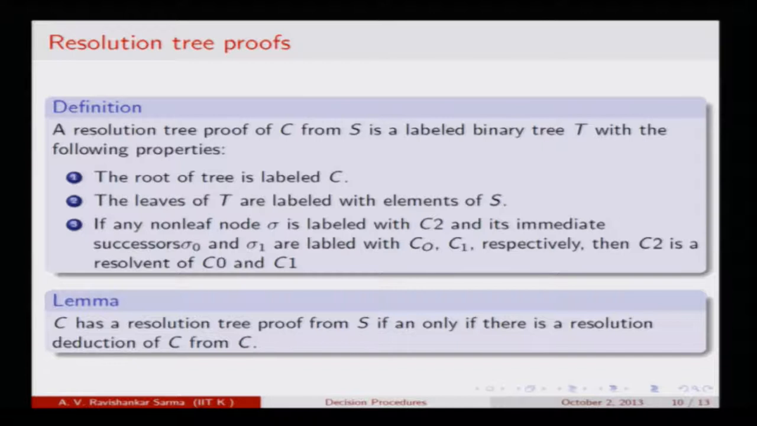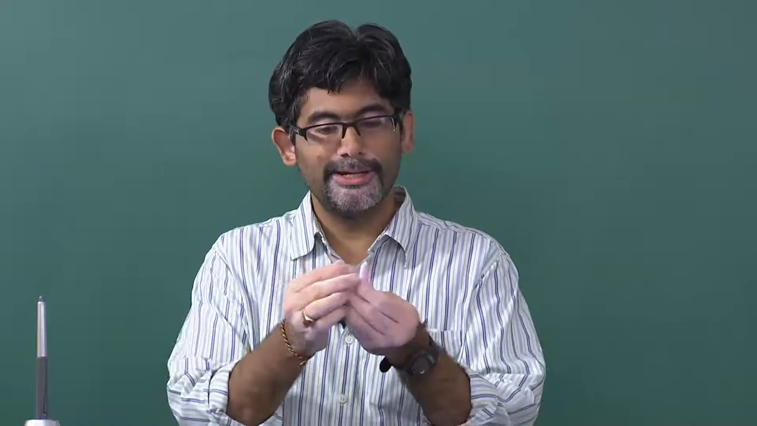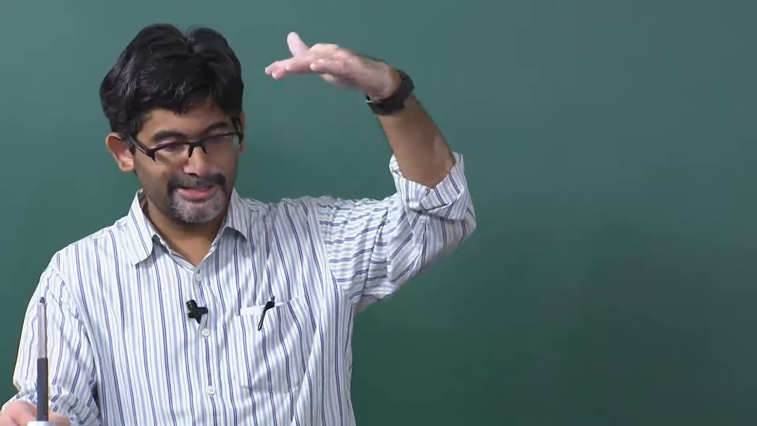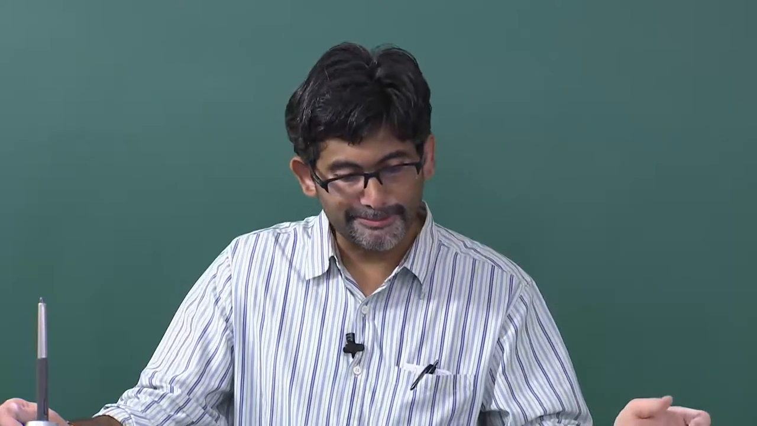Now resolution tree proofs are like this. A resolution tree proof of C from S is a labeled binary tree T having these particular properties. The root of the tree is labeled C, which is what we are trying to deduce. In the semantic tableaux method, the given formula occupies the root, but we have considered an upside-down kind of tree, where the root is at the top, whereas the other formulas you come across are in the nodes.